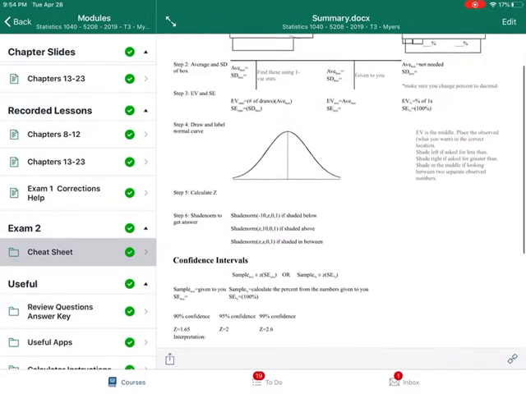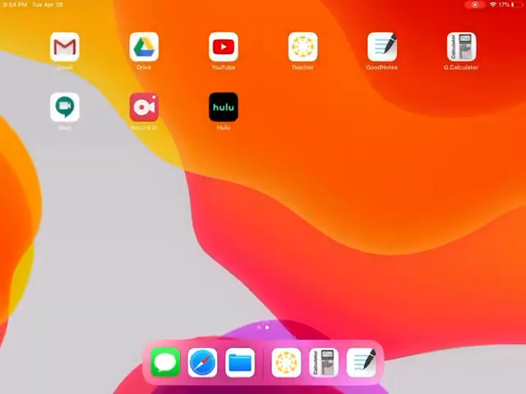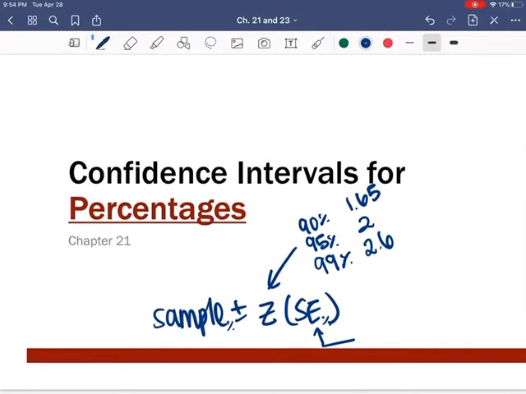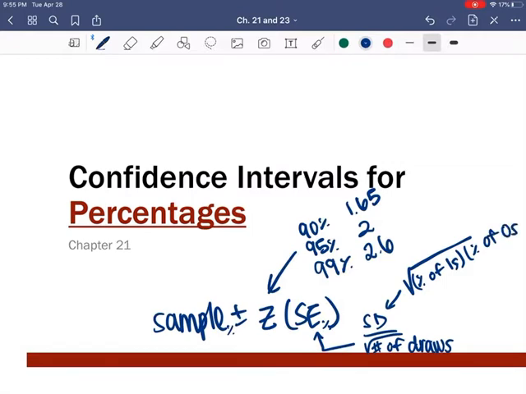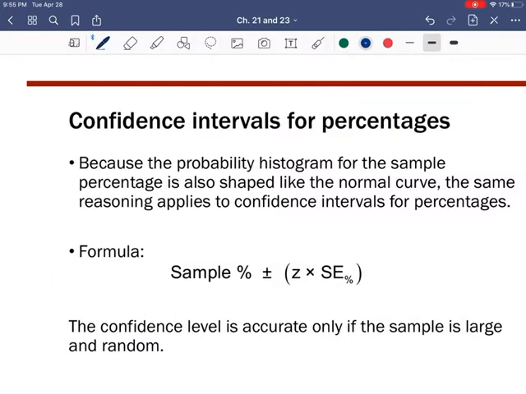But hey, look, the cheat sheet has confidence interval stuff on it and probability stuff on it. Okay, well, I'll just tell you. SE percent is the standard deviation divided by the square root of the number of draws. And the standard deviation, wow, so many arrows, is the square root of the percent of ones times the percent of zeros, where the percent is written as a decimal.